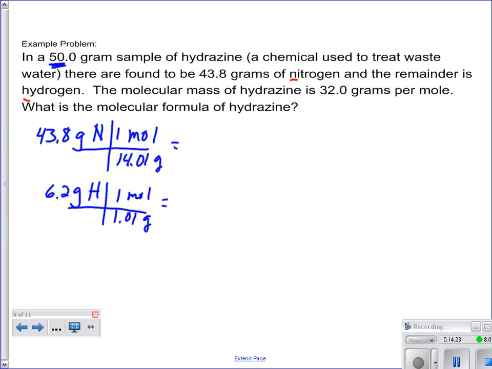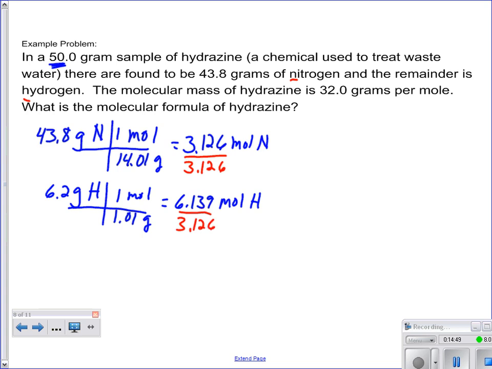We plug that in and get 3.126 moles of nitrogen and 6.139 moles of hydrogen. And just like we did with empirical formulas, that's what we're working on right now. So then we divide each of these by our smallest number, which is the 3.126. So step 1 is done.